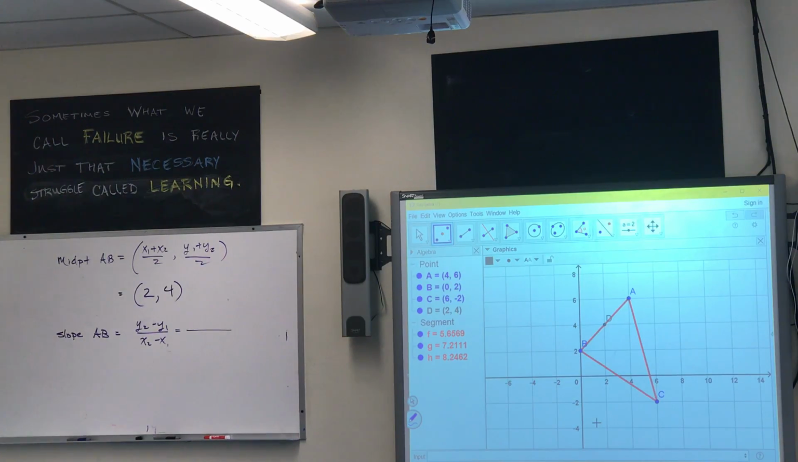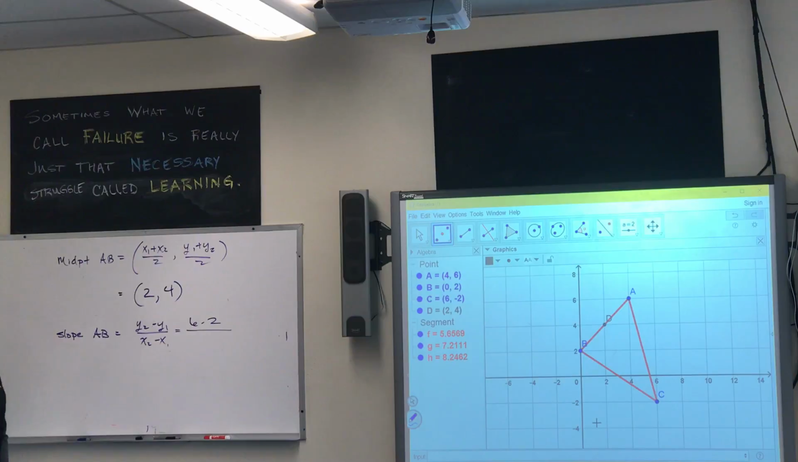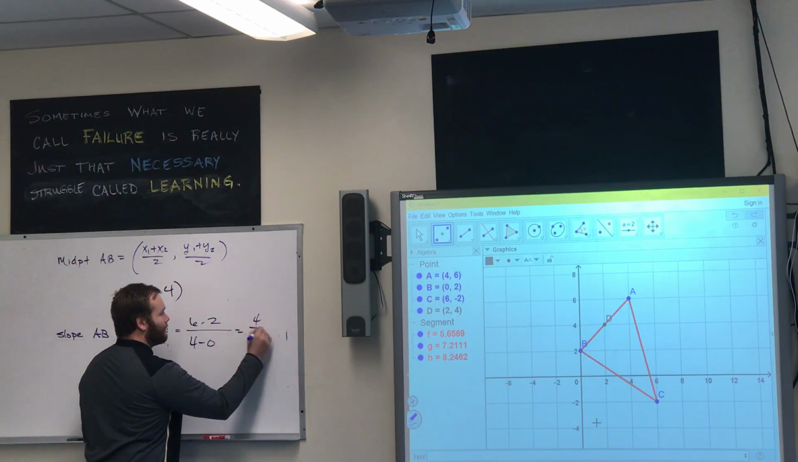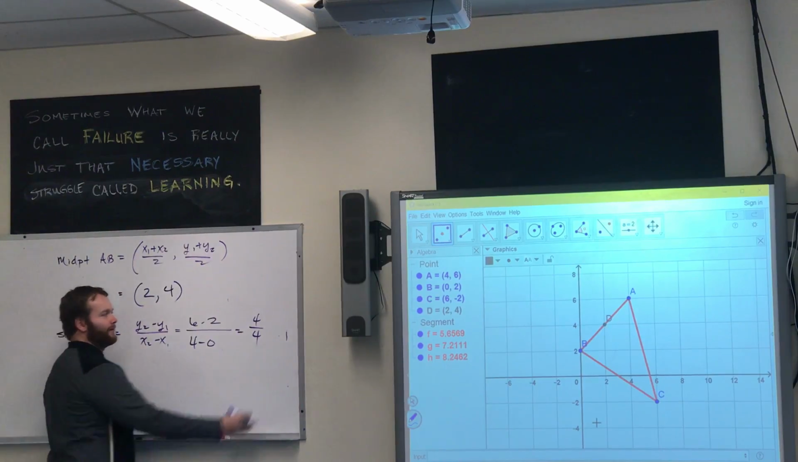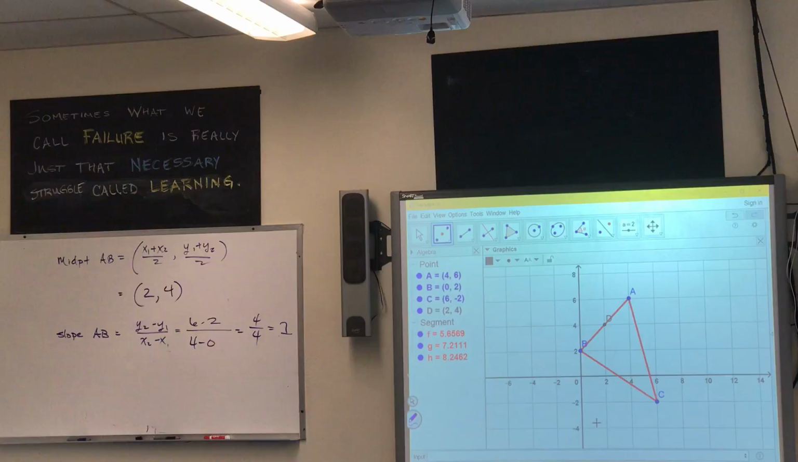So slope AB. Subtract your y's up top, so 6 minus 2, and subtract your x's on the bottom, 4 minus 0. So 4 over 4, right? And that gives me 1. Okay? Now that slope of 1 is nice, but for what we're going to try to do here, it's not the kind of end-all slope that we want.